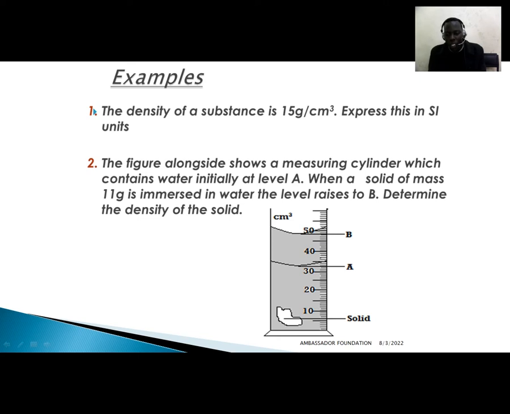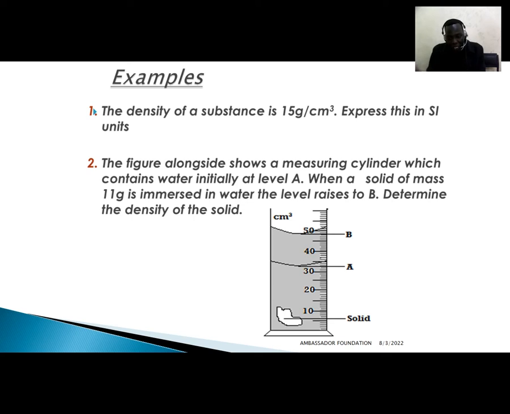It is 50 minus 30. Let's check it very well. The reading at point B is 48, because it is 2 calibrations below 50. And the reading on this other side is 31, 32, 33. So it's going to be 48 minus 33. 48 minus 33, you get 15. So 11 divided by 15, you will get the density.